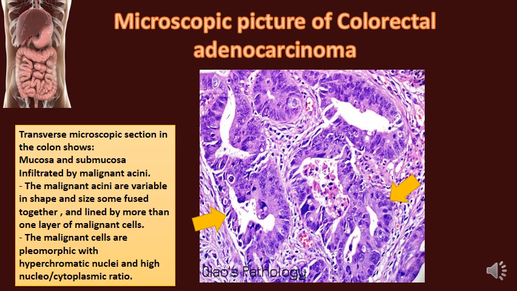Here is another example for the microscopic picture of colorectal adenocarcinoma. These are the malignant acini. They are variable in size and shape. Some are fused together like here. The lining of the acini is formed of malignant cells, very pleomorphic cells with hyperchromatic nuclei and showing high nucleocytoplasmic ratio. This is our last specimen, and thank you.